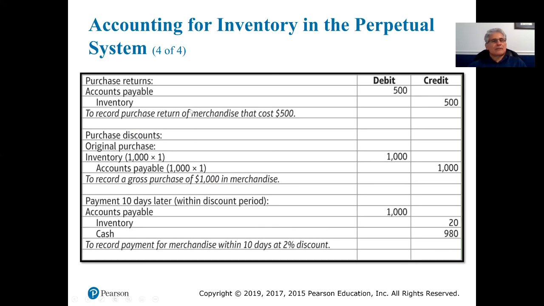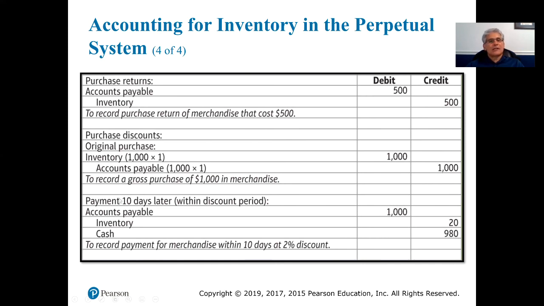So as an example here, we've got some journal entries to record the purchase returns for merchandise that cost $500. If we actually return the merchandise, we're going to debit accounts payable because we don't owe as much as we once thought we did. We'll debit it, and then we'll credit the inventory. That reduces inventory by the $500 in this example. So when we're talking about purchase discounts, let's say the original purchase of inventory was 1,000 units at $1 each. That would give us a debit of $1,000 to inventory, and the credit is to accounts payable. So this is what we've seen before, a debit to inventory and a credit to accounts payable.